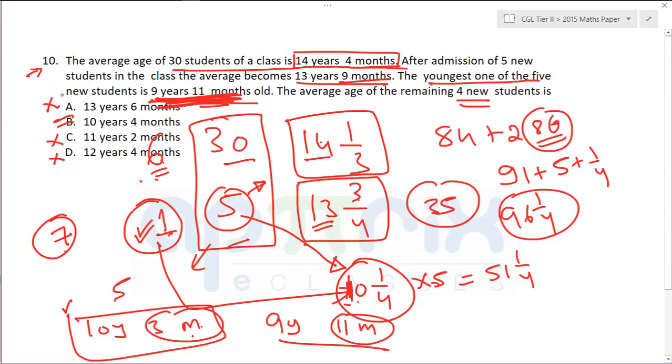Because only 4 months surplus is available to the group if one is leaving. And if you divide it among 4 members, it will become 10 years 4 months. 1 month each, the average will go up. So that's how you can easily mark the answer.